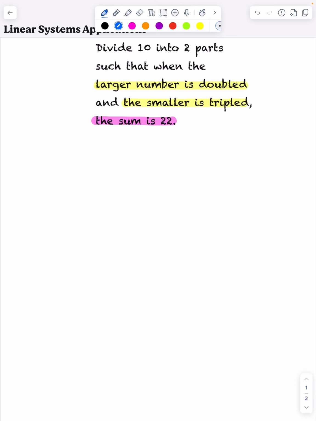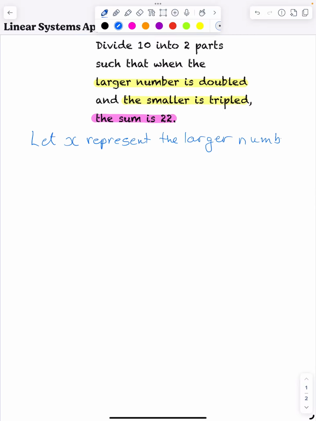We're going to first start by defining our variables. We're going to put down let x represent the larger number. And we're going to let y represent the smaller number. So now we're going to have two equations with two unknowns.